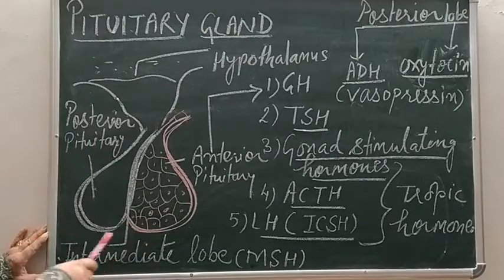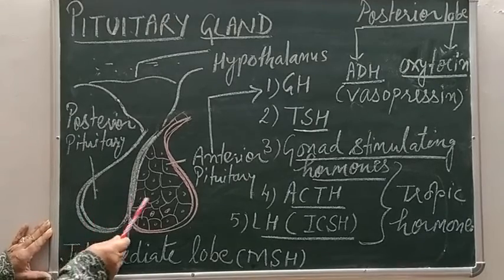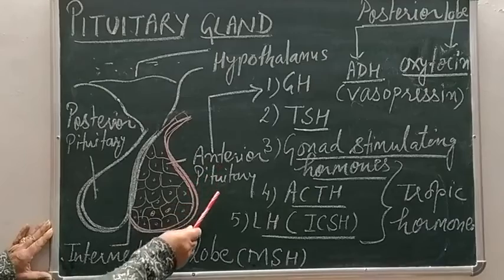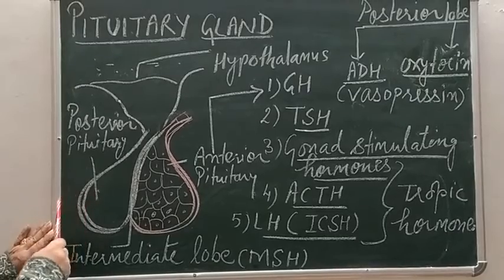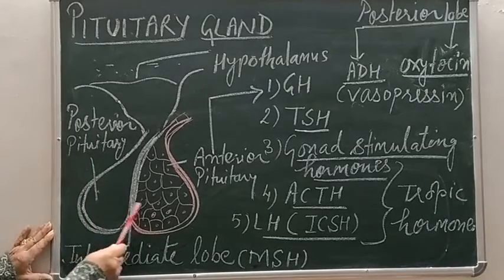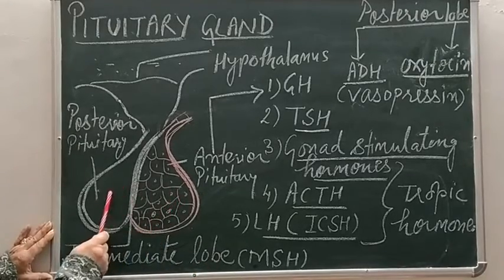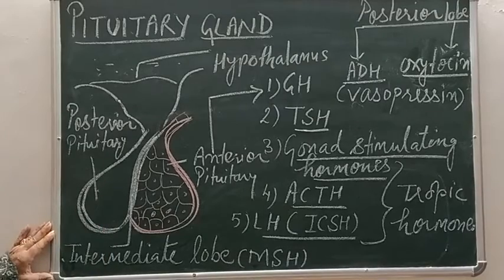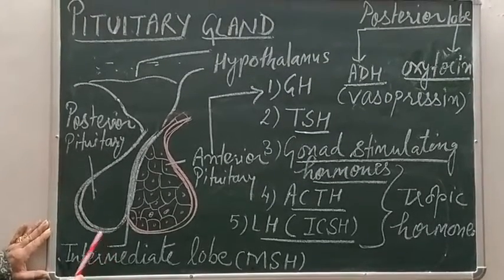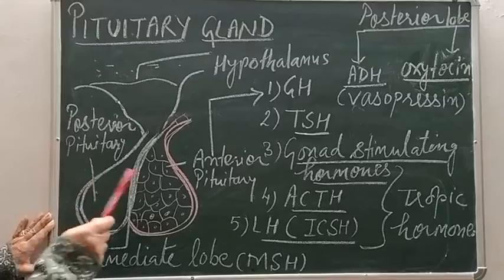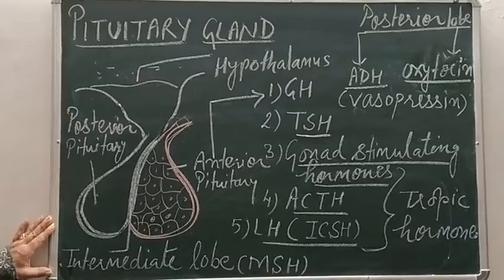Now the structure of this pituitary gland is made up of 3 lobes. One is called the anterior lobe, the anterior pituitary. Then the posterior, the backside, the posterior pituitary. And in between there is the intermediate lobe, between the anterior and posterior lobe. All these lobes will be secreting different hormones, and these different hormones have different functions in the body.